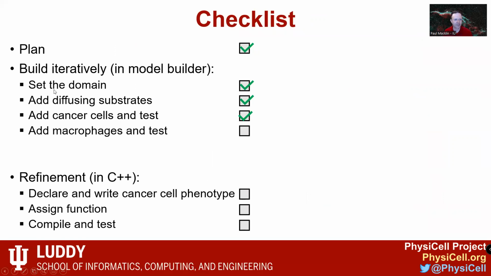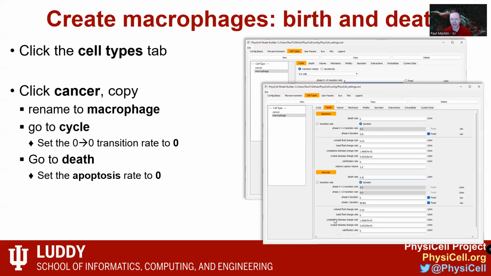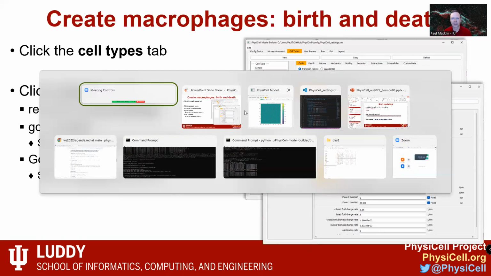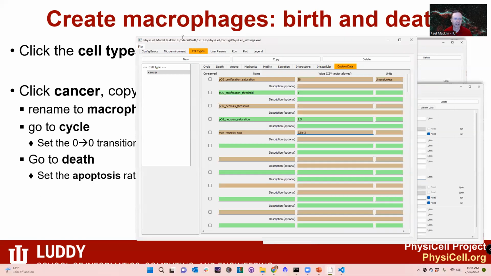So in our checklist, we've built the domain, we have the diffusing substrates, we started adding the cancer cells and testing. And this is really great functionality, and we're so grateful to Randy for this. We hope that it makes modeling a lot easier. Let's add macrophages. So we're going to go back into our graphical model builder. Let's see if I can find it. Here we are. Go back to cell types again.